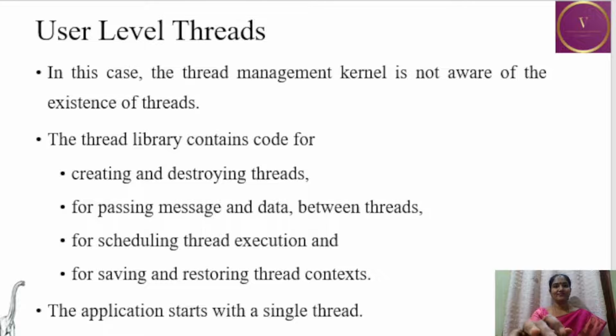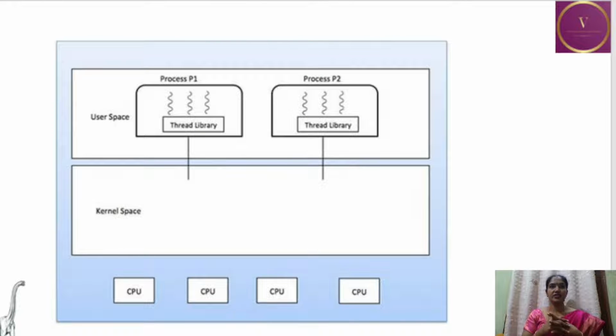Alright. This is a pictorial representation of user level thread. Generally the memory is divided into user space and kernel space, and the processes created in the user space have their own threads which are created with the help of thread libraries.